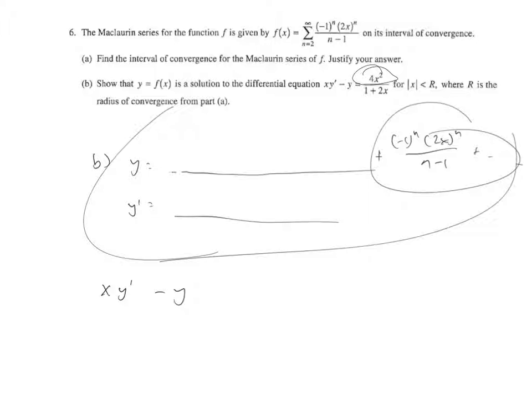And when you've gone through and simplified that, you're going to want to pull out a common factor. And that common factor that you're going to pull out is going to be 4x squared. So pull that out and then take a look at what the result is. Try to determine what series that is, what type of series that is. So that's really what I can tell you on this one. And then you should be able to show that f of x is a solution to that differential equation.